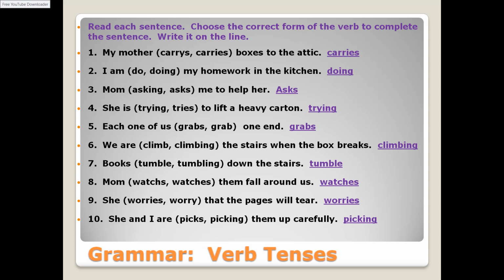She and I are picks or picking them up carefully. So are is again a verb be here, so it has to be followed by a present participle. So we have to use the word with ing here. So, she and I are picking them up carefully. So I hope you understood all these answers.